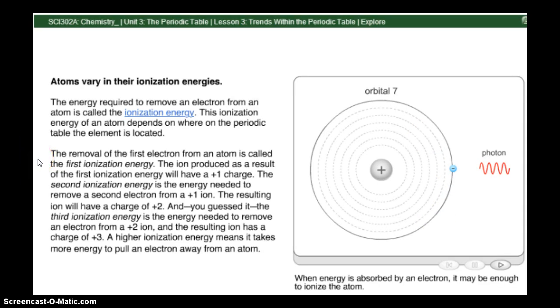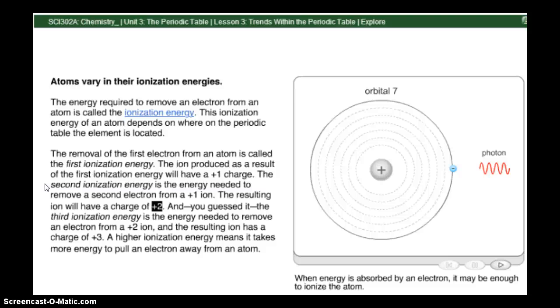The removal of the first electron from an atom is called the first ionization energy. The ion produced as a result of the first ionization energy will have a +1 charge. Because you lost an electron, you have one more proton than electrons, so you have a +1 charge. The second ionization energy is the energy needed to remove a second electron from a +1 ion. The resulting ion will now have a charge of +2. Because you lost 2 electrons, which means you have 2 more protons than electrons, so an overall +2 charge. And you guessed it, the third ionization energy is the energy needed to remove an electron from a +2 ion, and the resulting ion has a charge of +3.